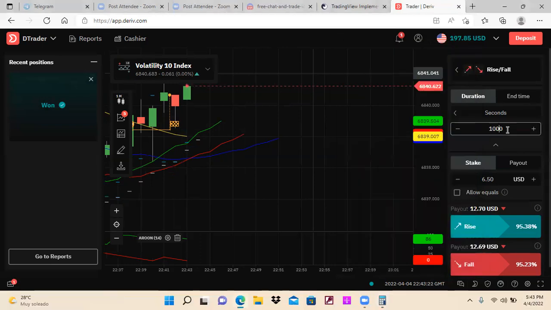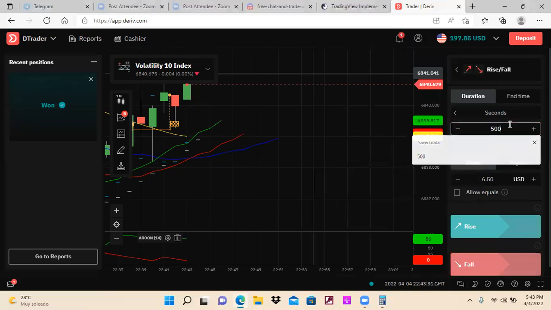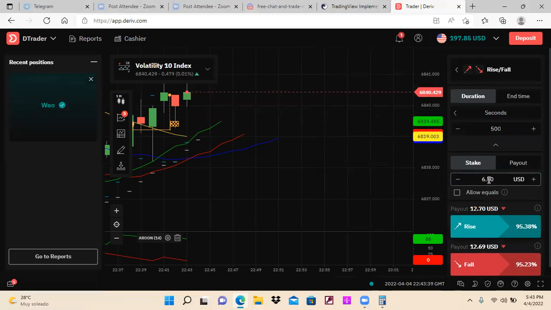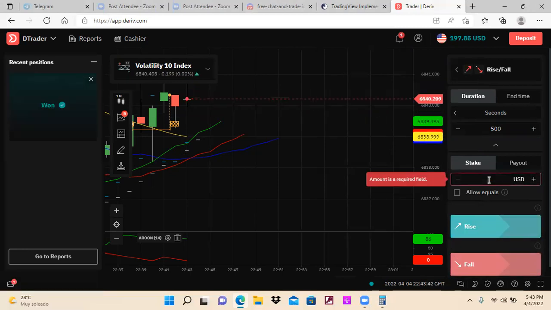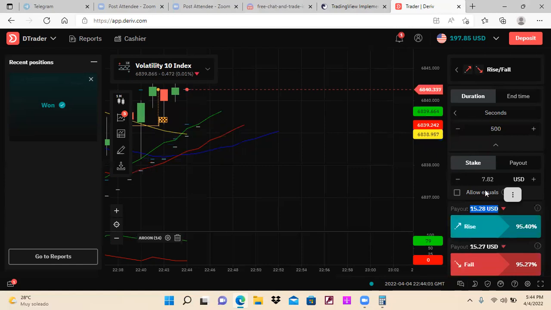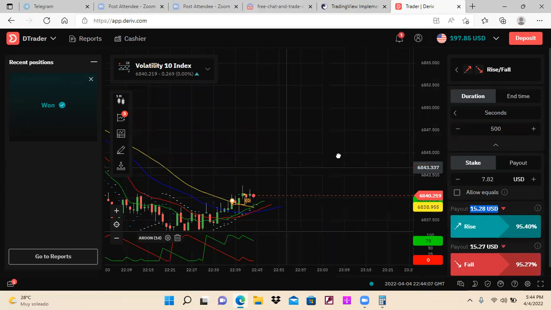Now, 1,000 seconds is very long, so I'd recommend anywhere from 500 to 1,000 seconds. For the next trade that we're going to do, we're going to put 500 seconds, okay? And we're going to input the $7.82 on that trade. Surprisingly, as you can see, if within 500 seconds or 8 minutes the market goes in our favor, we're going to make $15. And remember, our aim today is to make $12 from the 6, okay?